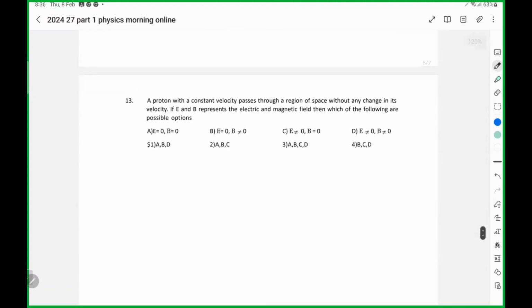So here, this one is a conceptual question. A proton with constant velocity passes through a region of space without any change in its velocity. A and B represent electric and magnetic field. So here, when both electric and magnetic field are there, let us assume electric field and magnetic field both are present.